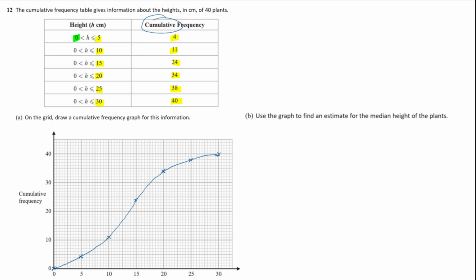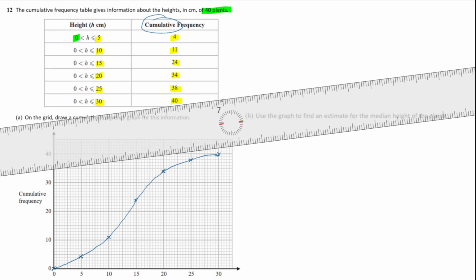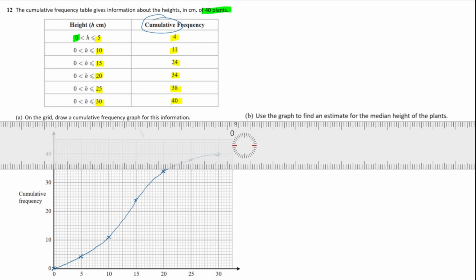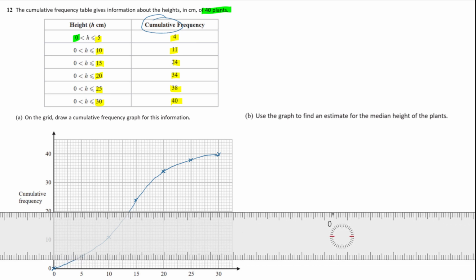Use your graph to find an estimate for the median height of the plants. Okay, so how many plants have I got? I have got 40 plants. Okay, so the median is the middle, so half of that is going to be at 20. Now, strictly speaking, when you're finding the median, you're meant to add 1 before you divide by 2, aren't you? But when the number of items is large like this, in this case 40, adding 1 doesn't really do very much. So we're just going to read across halfway. So 40 divided by 2, I'm just going to write it down. 40 divided by 2 equals 20.